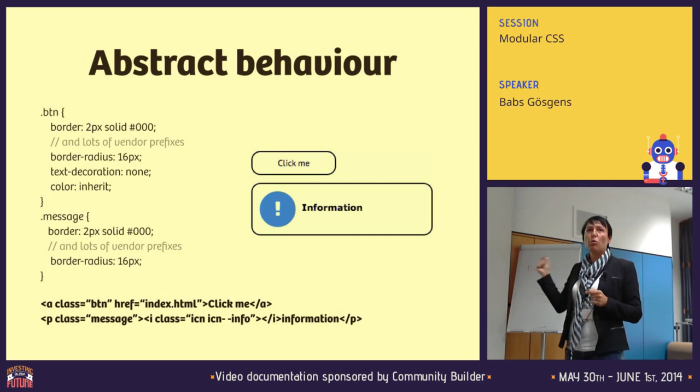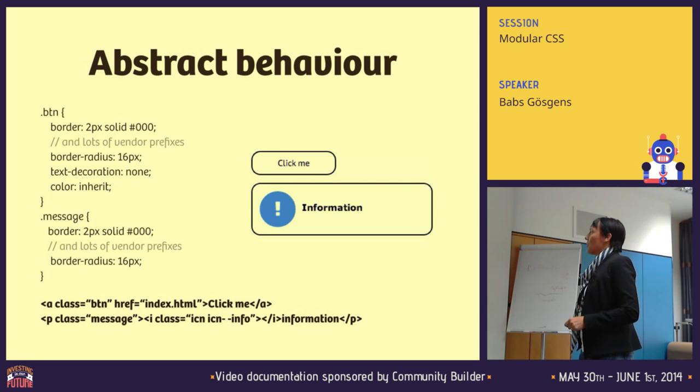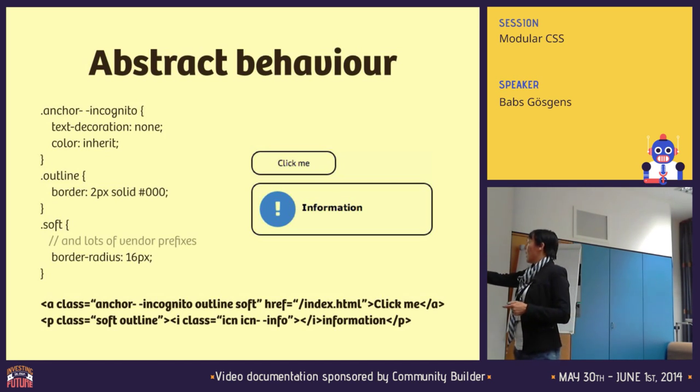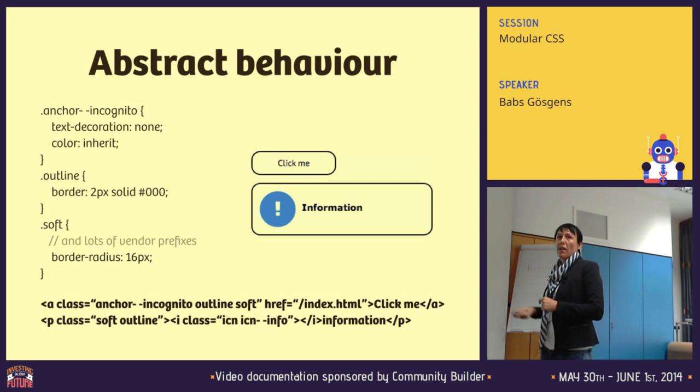And then if you have something that requires vendor prefixes like the border radius, then your CSS will grow even larger. So this is something that we tried to fix. One approach might be, and again, this can all be done without any preprocessors, just plain CSS, to identify or abstract all the different behavioral elements and style them individually. And then you can just string those along in your class names, anchor, incognito, outline, soft, if you want to combine these into the aesthetics that is required by the designer. This is actually a very good approach for Joomla, because now you can use all these individual classes inside the CMS, inside the editor, which can be handy.